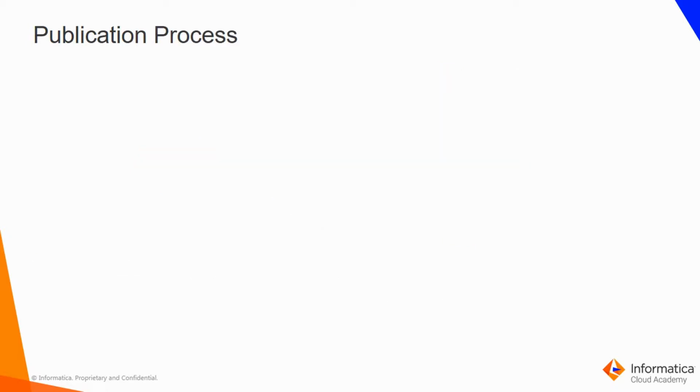Let us now discuss the publication process. The publication process includes retrieving the data from the publisher, running the publication mapping, and writing the data to the relevant topic in the publication repository. The publication process includes the following stages.